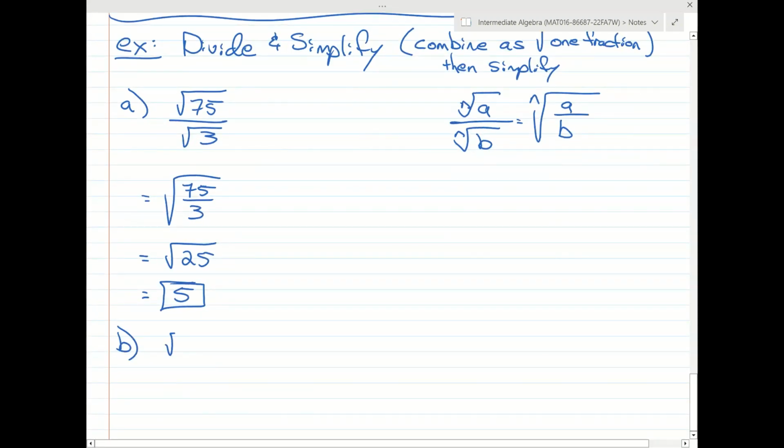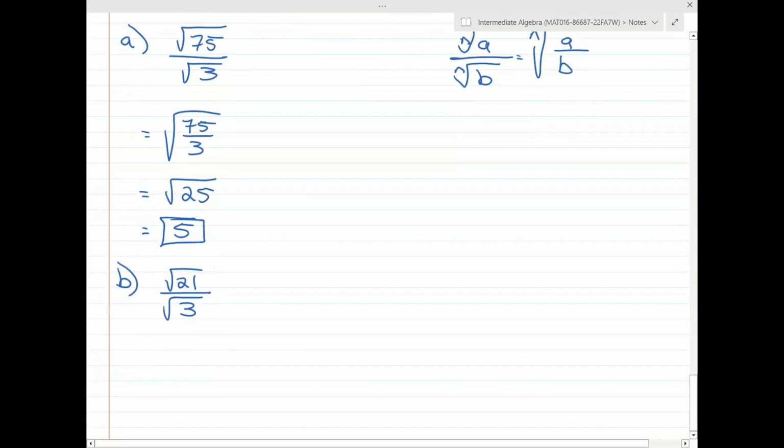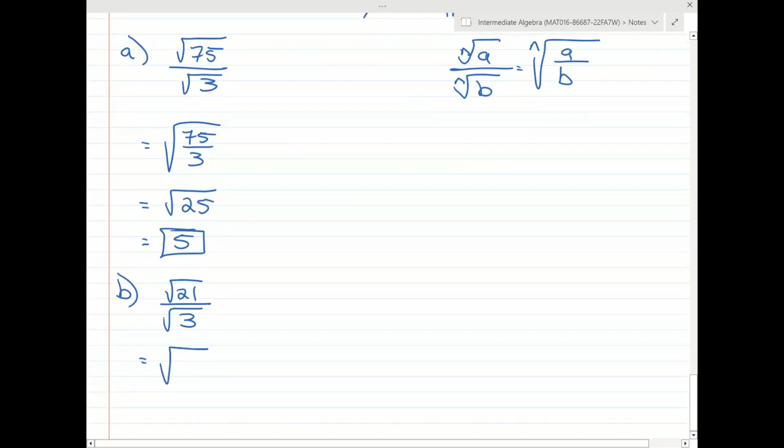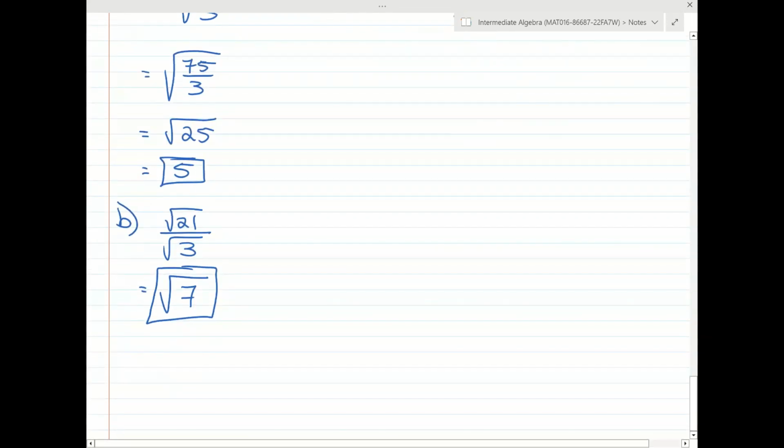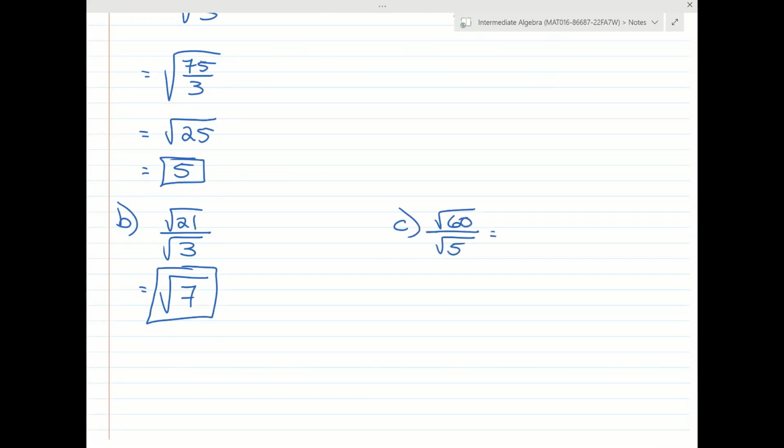Similarly, if we had the square root of 21 over the square root of 3, that's just the square root of 7, which can't be simplified anymore. Or the square root of 60 over the square root of 5 is just the square root of 12, which is square root of 4 times the square root of 3, or 2 root 3.